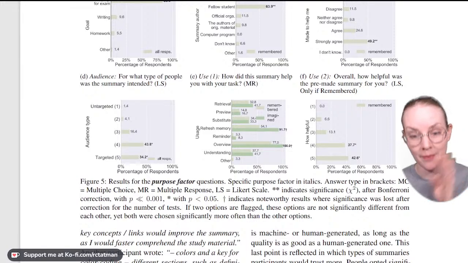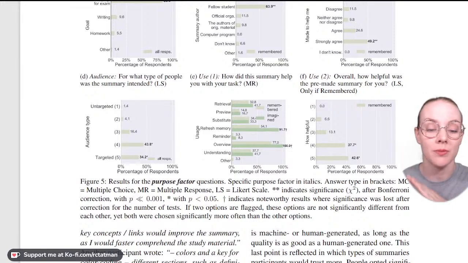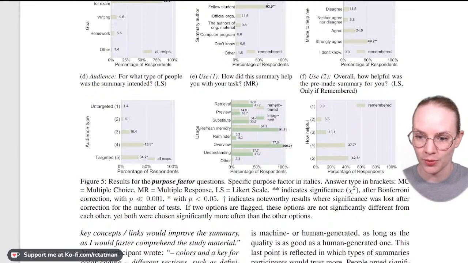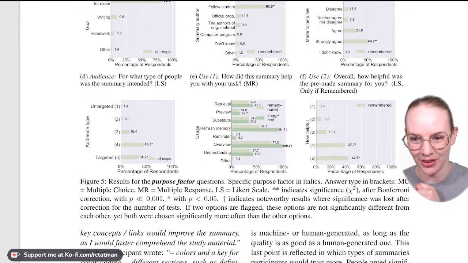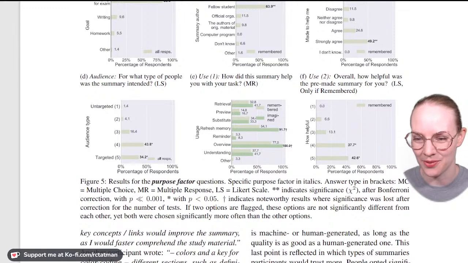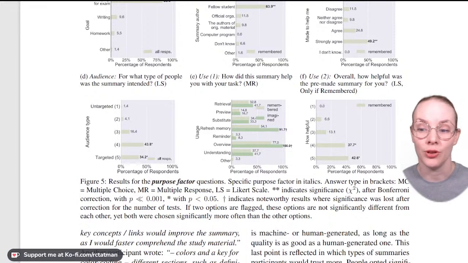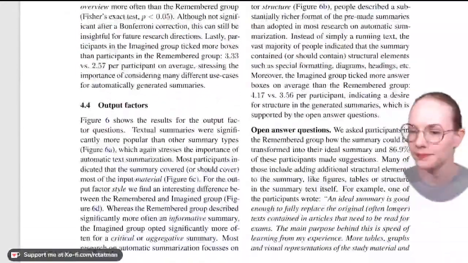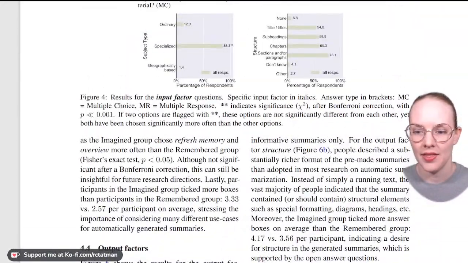So for those who are remembering actually reading a summary, overview was the most common thing, followed by refreshing memory, followed by understanding, followed by substitute, followed by retrieval, followed by preview. Nobody reads ahead. And then reminder and other as the last two. And then overall, how helpful was the pre-made summary for you? Pretty helpful, it looks like. So 70-80% of respondents said a 4 or 5 on how helpful it was. So interesting.